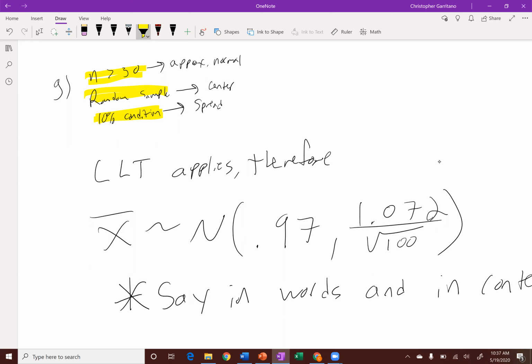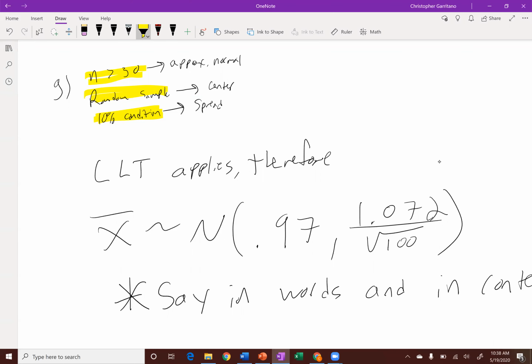Now remember, and please, if you haven't done so, watch my video about the conditions for the sampling distributions of sample means, because I go over these concepts in a lot more detail. But basically, the n being greater than 30 guarantees us that our sampling distribution will be approximately normal. With the random sample, that guarantees us that we have an unbiased estimator for the distribution of sample means.